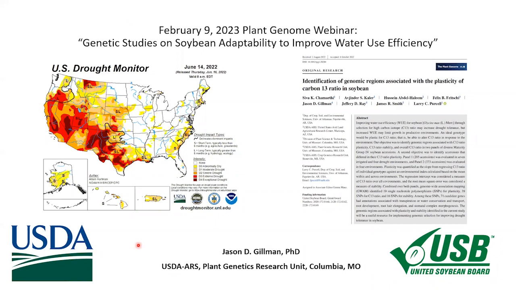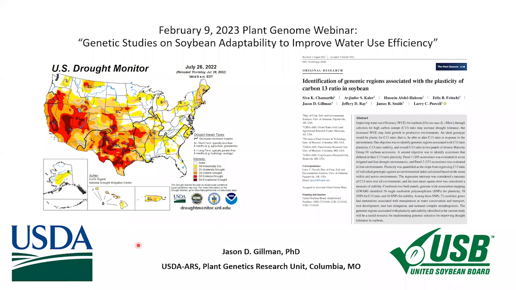So the paper is entitled Identification of Genomic Regions Associated with Plasticity of Carbon-13 Ratio in Soybean. I admit that's somewhat abstract, and for some of you, carbon-13 ratio won't really mean much. The subtext here is that my group is working to improve the ability of soybean to tolerate drought stress and improve water use efficiency.